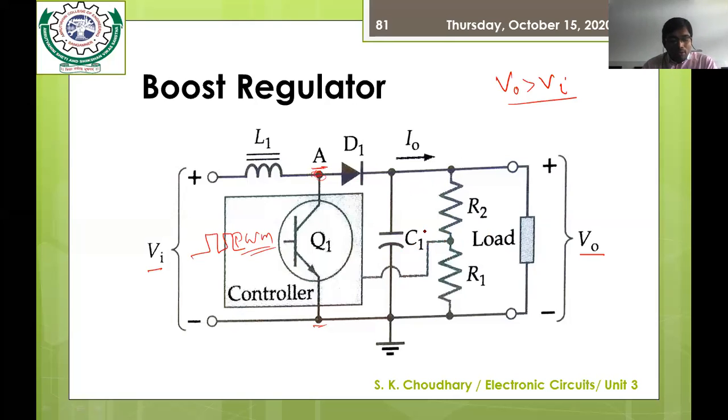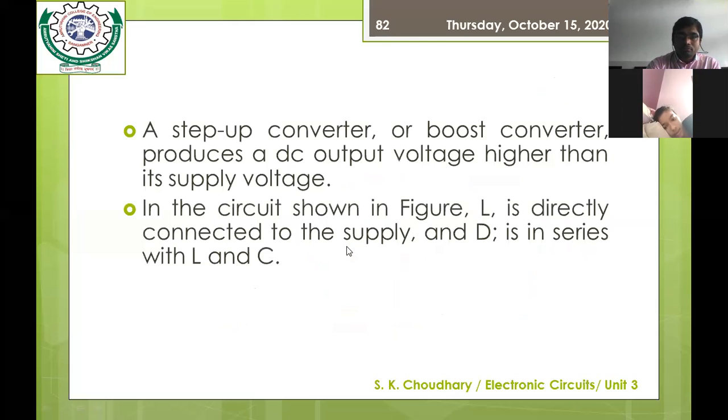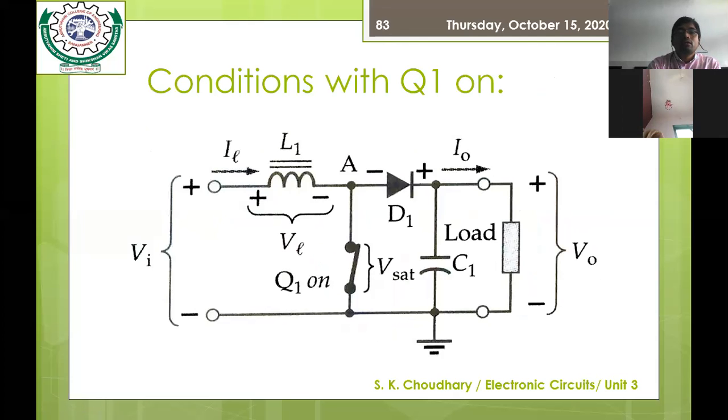Okay. Now we can start to learn the operation of this buck regulator. Again, there are two modes of operation. First, when your switch is on, that is, transistor Q1 is on. Whatever I have told you is mentioned in this particular slide. Now the first condition, mode 1, when your Q1 is on. Now see what happens and how the operation follows.